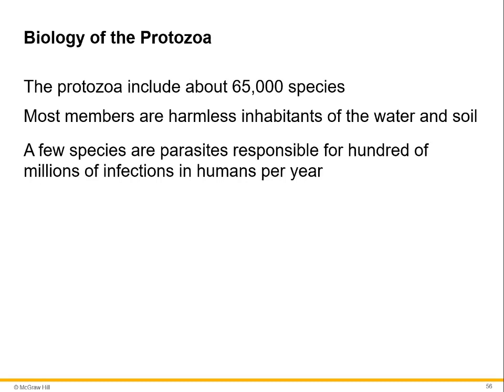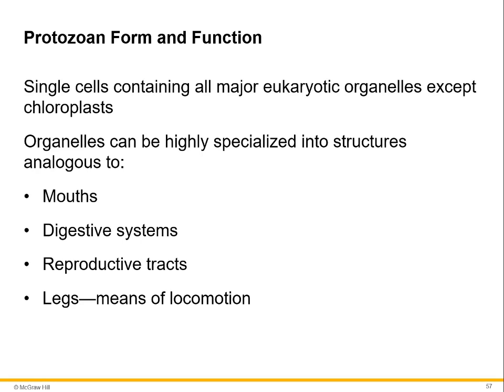So the biology: there are about 65,000 species of protozoa. Most of them are harmless. There are a few species of protozoan, though, that are parasites, and they're responsible for hundreds of millions of infections of humans every year. So it's a very small number of the protozoa, and so we're going to talk about the groups of protozoa. Protozoa form and function as single cells. They are single cellular always.